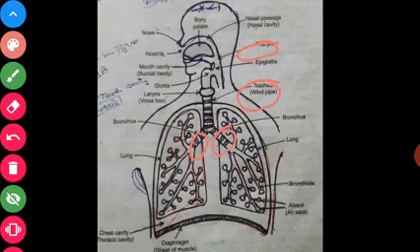And each bronchi is divided into a number of bronchioles. Each bronchi is divided into a number of smaller tube-like structures. These tube-like structures are called bronchioles. These are the bronchioles.